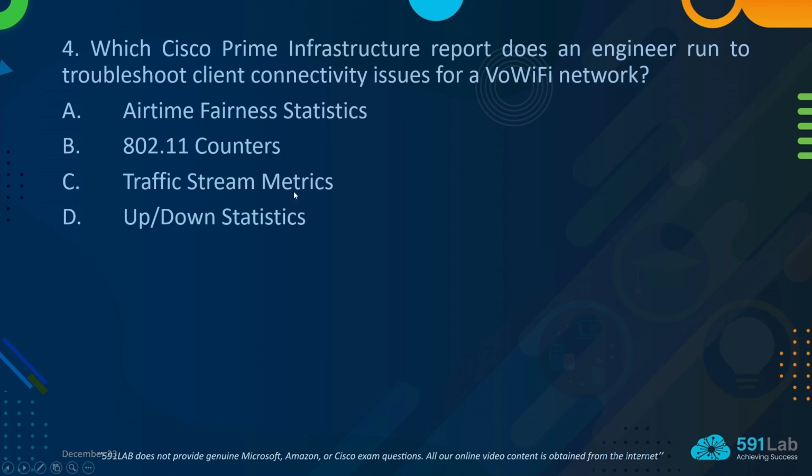But traffic stream metrics, or as we call it TSM, is generated for the selected access point and shows us QoS statistics and the latency of the voice traffic stream. This is very helpful when it comes to a voice network, because it shows us the QoS status. So if we see in the TSM report that, for example, the QoS is not correct, we have an idea why we have the issue. This is the most helpful option that we have, traffic stream metrics. So the answer is C.